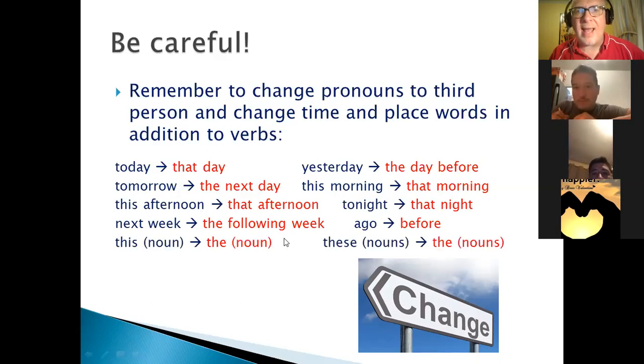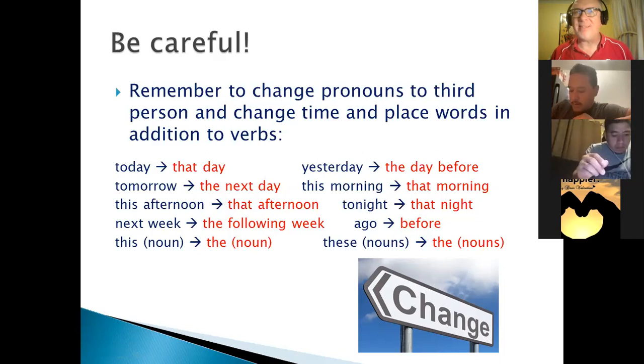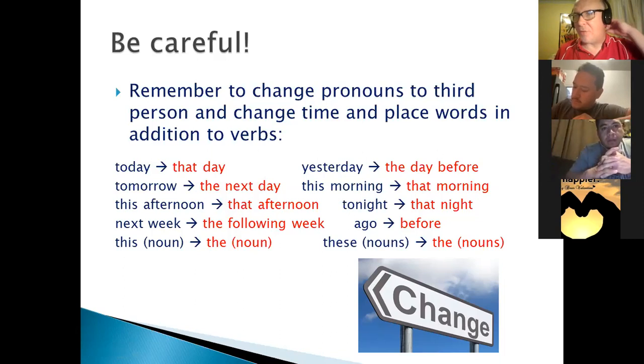Now with this and these, we'll change it just to the. So if someone says, "Do you like this hat?" You say, "The teacher asked me if I liked the hat," right? Because it's not this hat anymore. I said this, but you're not going to say this when you report. The same thing with these, right? If someone says, "These apples are rotten," the professor told me that the apples were rotten, the apples.